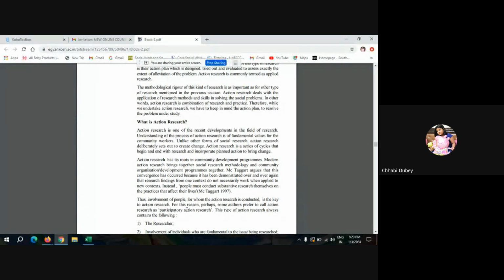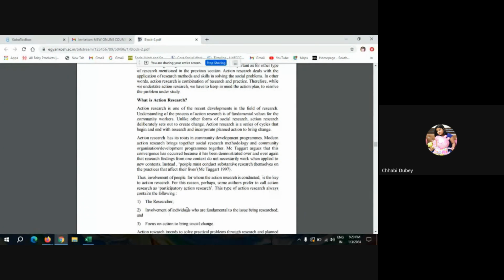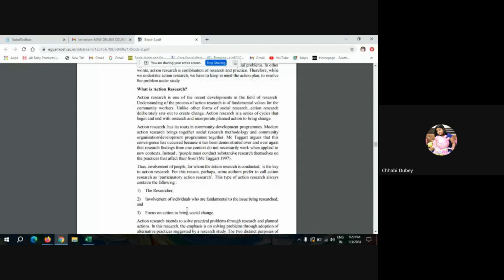Now, one important aspect is the involvement of people for whom the action research is conducted. Some authors prefer to call action research participatory action research because it gives a lot of impetus to the participation or direct involvement of people in the research processes. So this type of action research always contains the following persons.